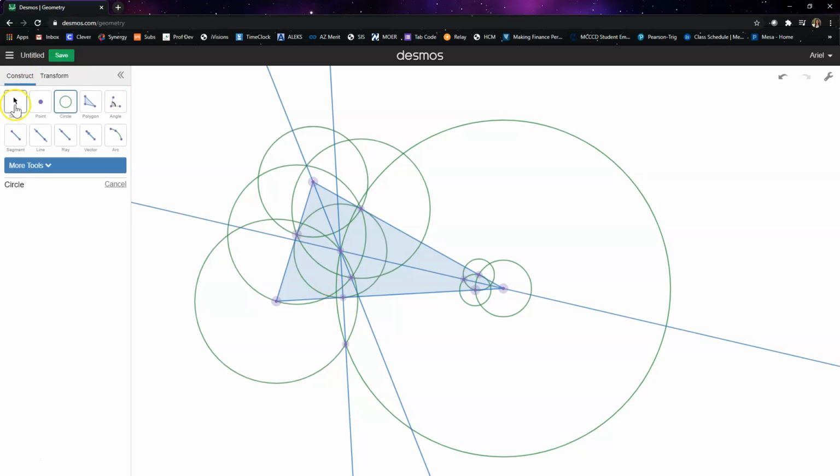So I know I have a lot of circles going on here, but if I click that last one I drew, and I'm going to make this one orange, you can see that orange circle is inside of my triangle and it's touching all three sides of the triangle. So it's inscribed inside of the triangle.